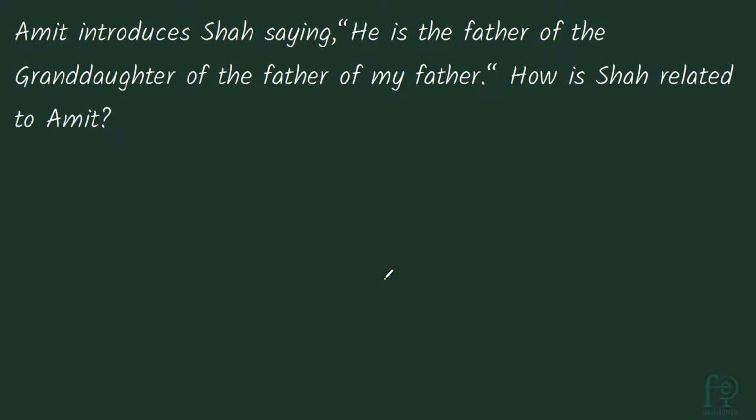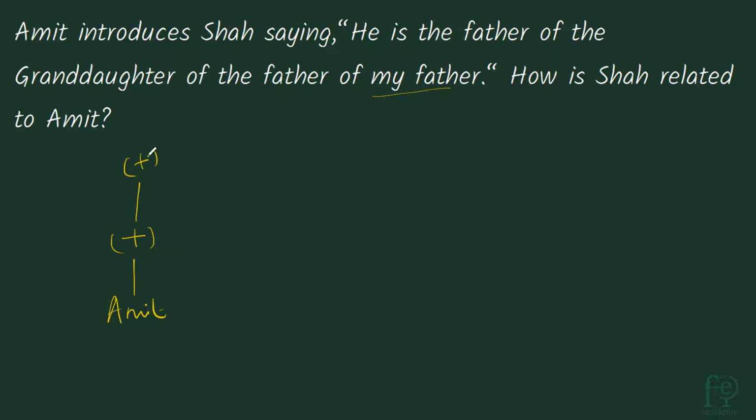Second question. Amit introduces Shah saying, he is the father of the granddaughter of the father of my father. How is Shah related to Amit? Don't be afraid seeing these kinds of long questions, and if you try to reread it, it will be more and more confusing. So every time you remember, you just trace from backwards. So my father, Amit is introducing, so it is Amit's father. So Amit and Amit's father are here. Father of my father. Here again, grandfather of Amit is coming.